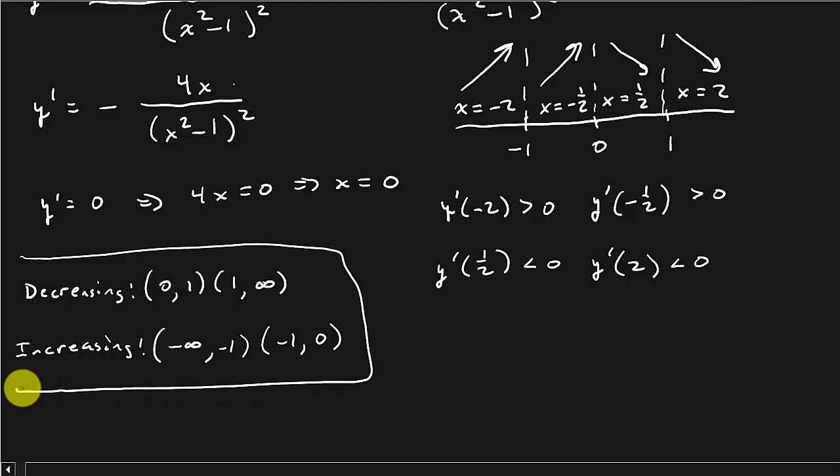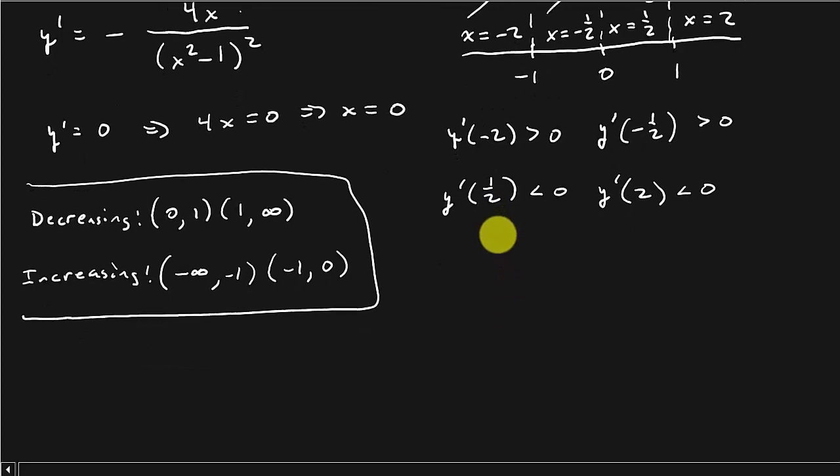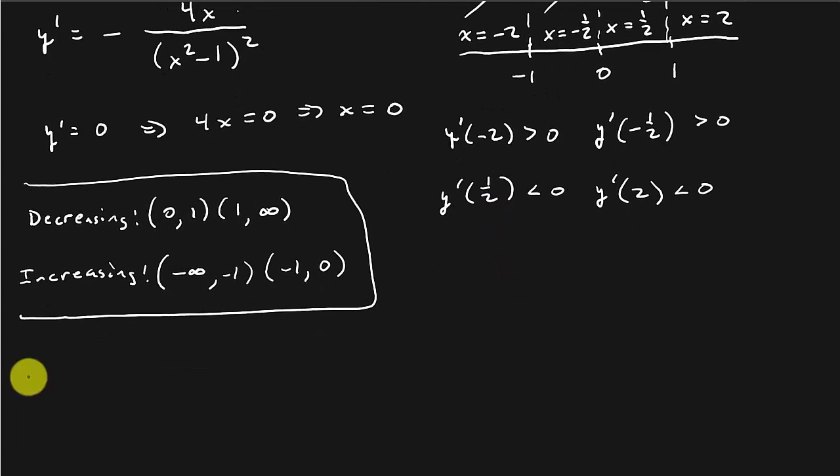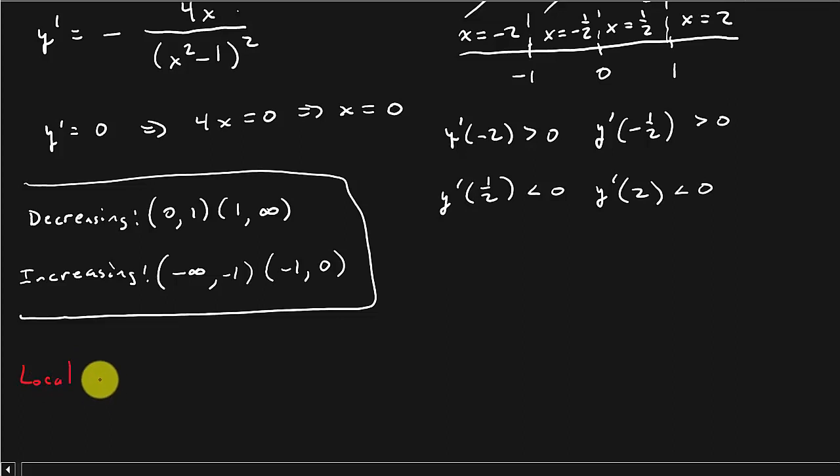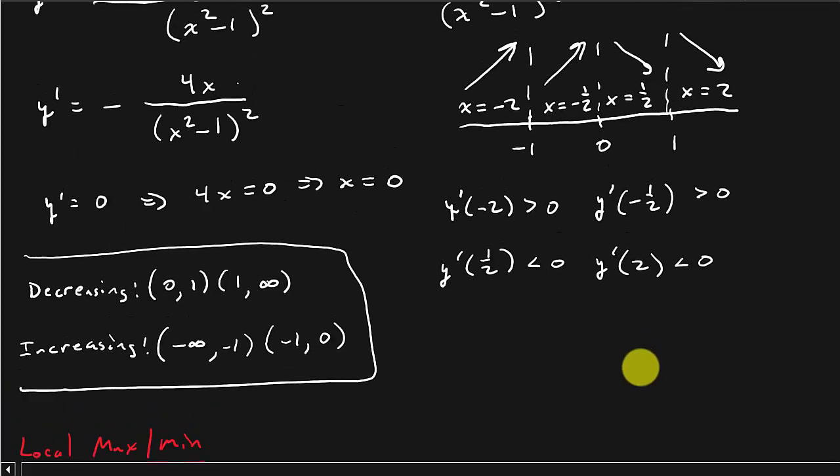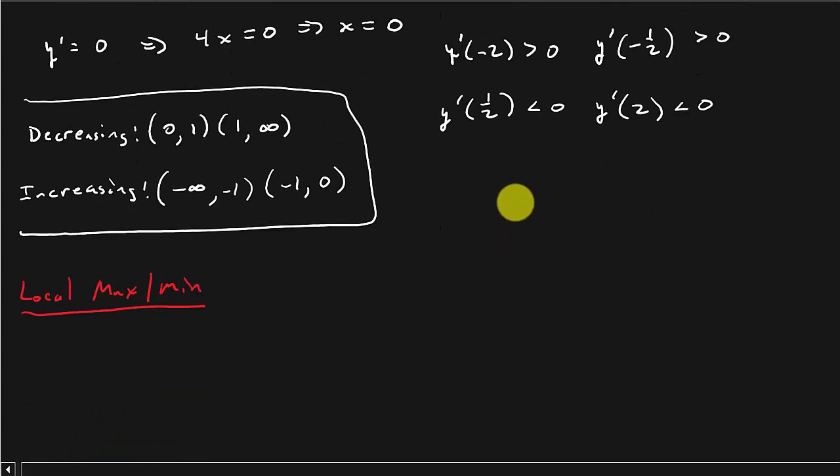All right, so now we've got local max min values. So remember, that's where it changes from increasing to decreasing or decreasing to increasing. And we can see up here in this problem how it's changing here. There's your local maximum. There's no local minimum because it doesn't change anywhere else. It just changes here, and that's your maximum. So we have a local maximum at 0.